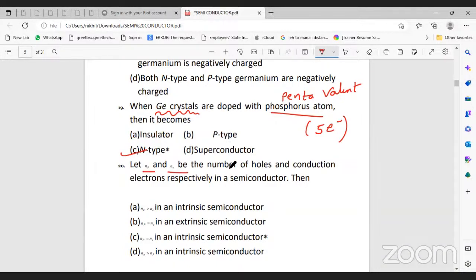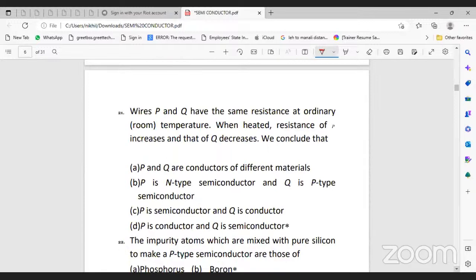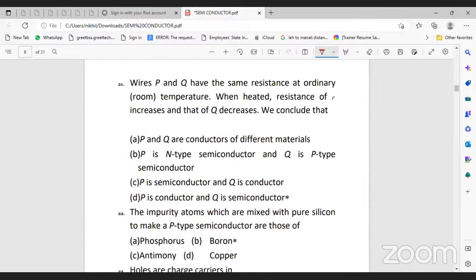If Np and Ne are the number of holes and conduction electrons in the semiconductor, then what happens? In the case of a pure semiconductor, you know that the number of electrons and the number of holes are equal. So the number of electrons and number of holes are equal in the case of a semiconductor.